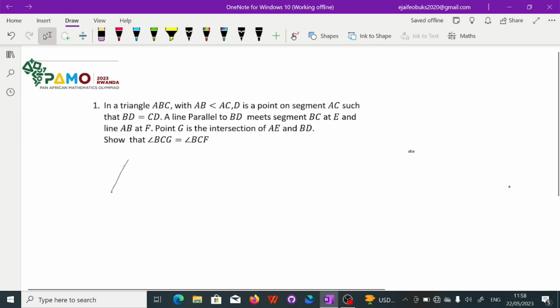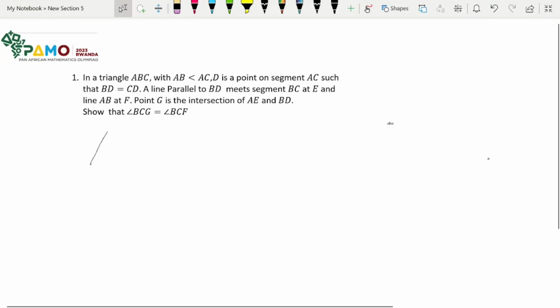My name is Obukume Jaife, and today we're looking at problem one of the recently conducted PAMO that was held in Rwanda between the 14th and 22nd of May. The first problem there is a geometry problem.